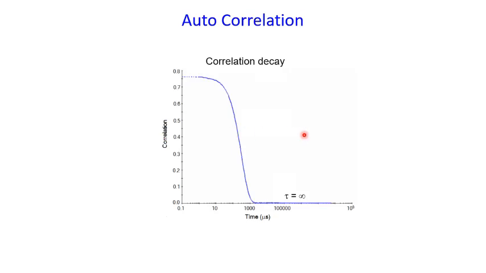So to derive this decay in the correlation, there is an autocorrelation function which is first derived. So let us go ahead and see what that is and how that can be used to derive the particle size information.